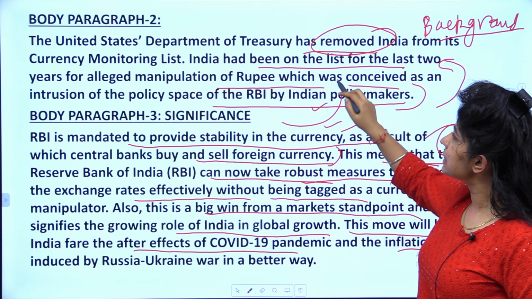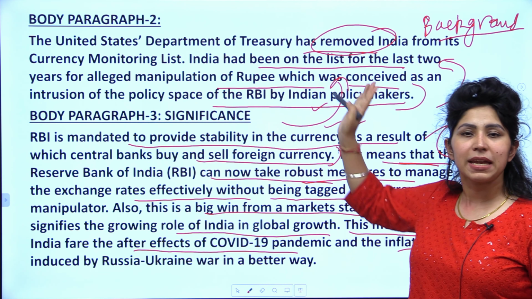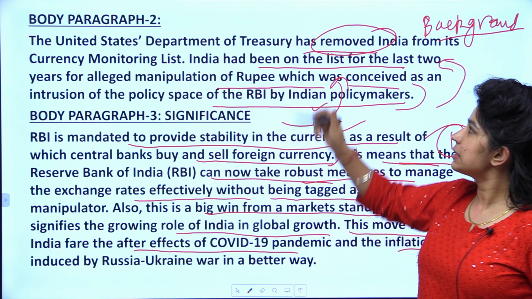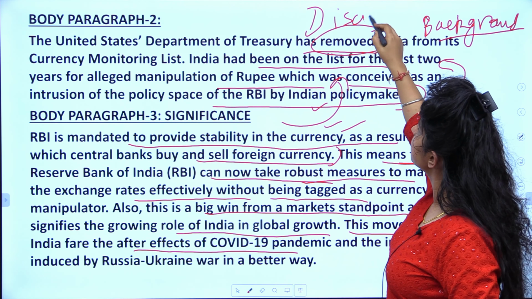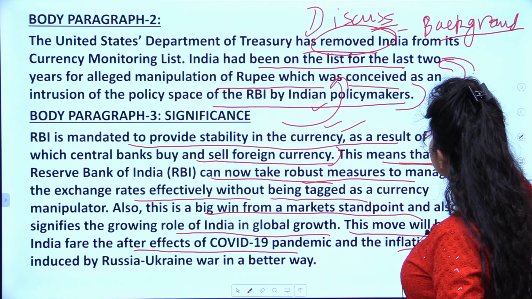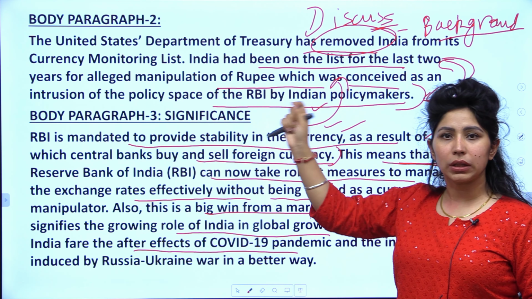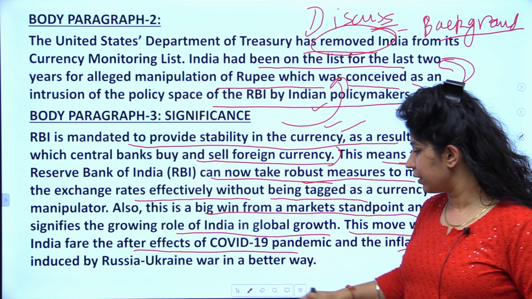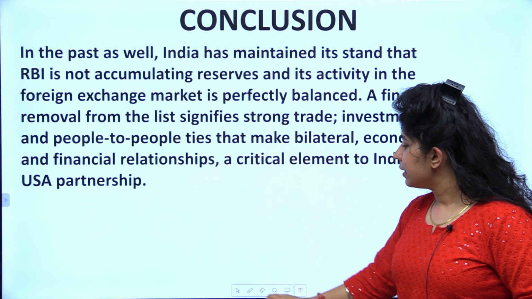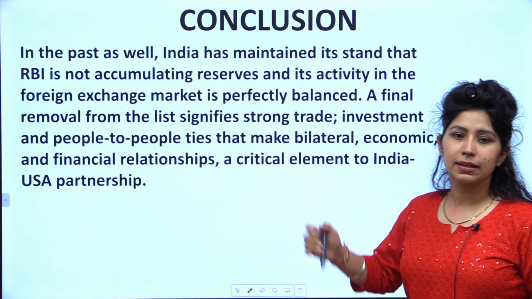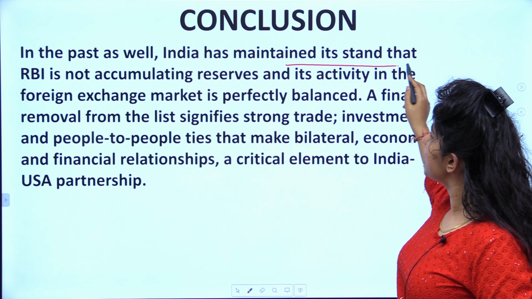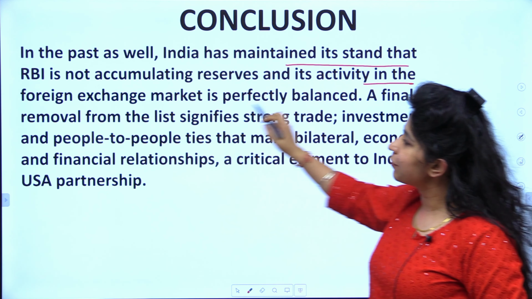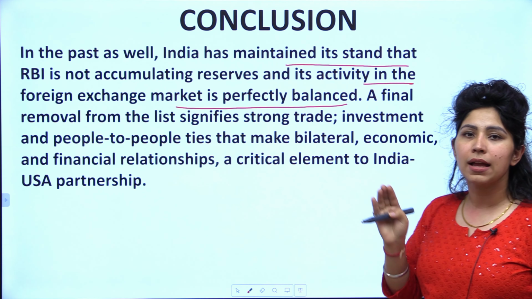Your significance begins somewhat here also, that being on the list, what kind of ripples was it creating in India. Since the question talks about discuss, here we have given the side when we were on the list, and here we have given the side of what can be the positive aspects of being removed from that list. Now in the conclusion, highlight that in the past as well, India has maintained its stand that RBI is not accumulating reserves and its activity in the foreign exchange market is perfectly balanced.